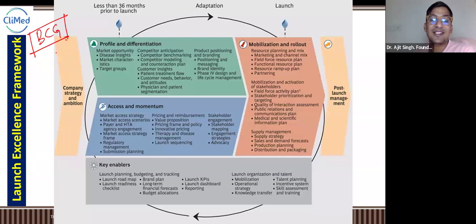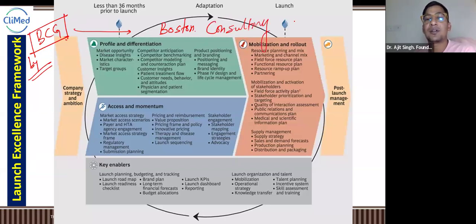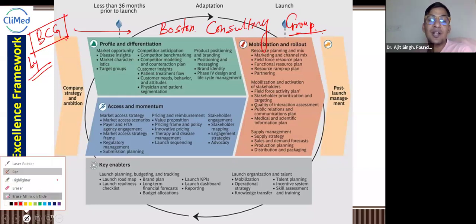This is the launch excellence framework given by BCG. I'm giving the credit to BCG. So what is BCG? Okay, let me tell you, since you guys are not knowing that. It is a very famous consulting company called Boston Consulting Group. Usually, they are used in big pharmaceutical product launches. They take the consultation from BCG. BCG is a consulting company, and the full name is Boston Consulting Group, and they consult on the pharmaceutical launch.